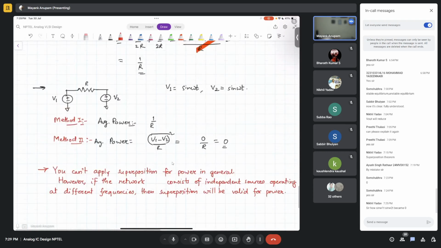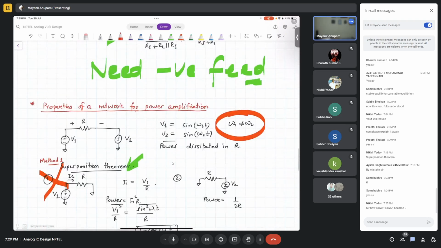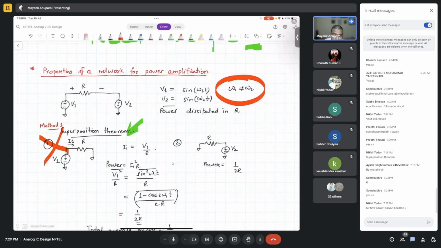Okay, so with this, we'll go to the next topic. What was I trying to explain here? Yeah, the properties of a network for power amplification. Now that you are clear on this, if the network has different sources operating at different frequencies, the frequencies cannot be the same. In that case, you cannot do power addition like that. Power superposition is not valid.